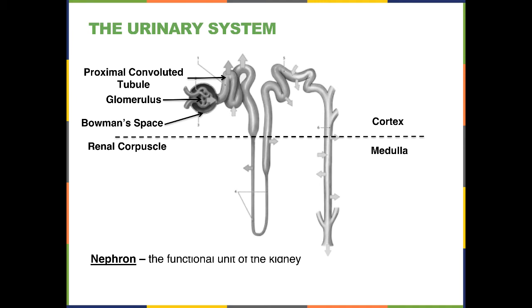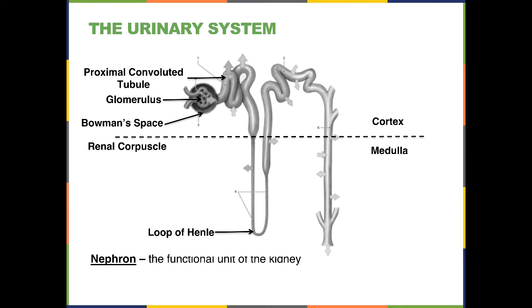After it's gone through the proximal convoluted tubule, it goes through this long looping structure down into the medulla and then back up to another convoluted area. This long looping structure is called the loop of Henle. This whole portion that gets really thin, goes down into the medulla and then back up, is called the loop of Henle.